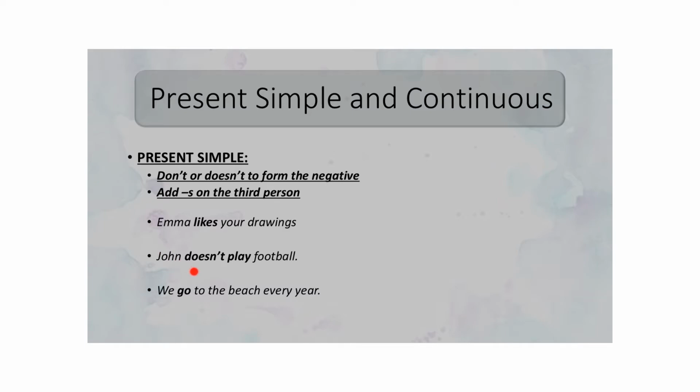Here, John doesn't play football. We don't add the S because it is already here, doesn't. If we have the S here, we don't have to add it on the verb. And now we go to the beach every year. We don't have to add the S or anything because this is a first person.